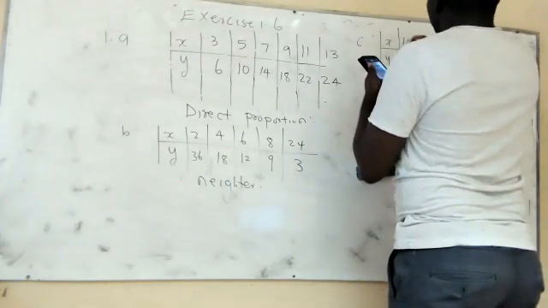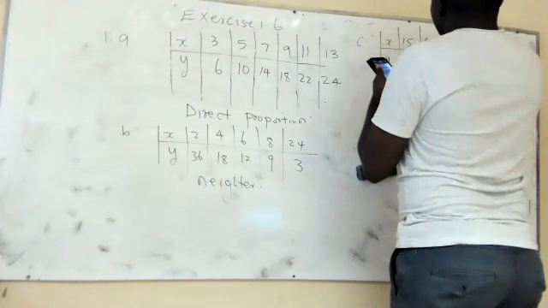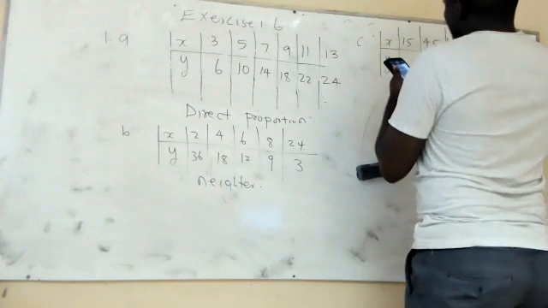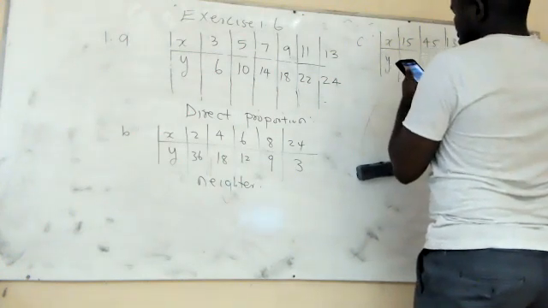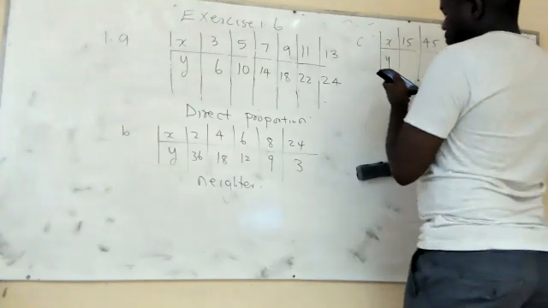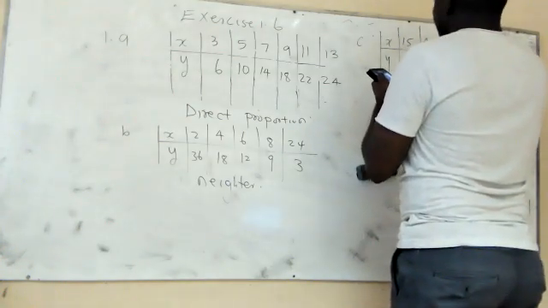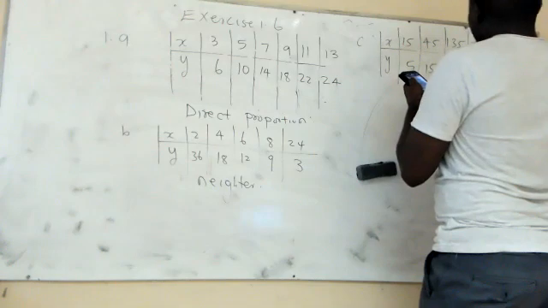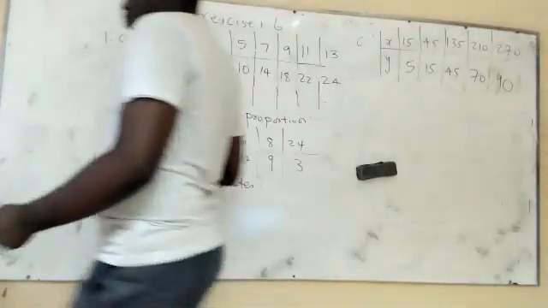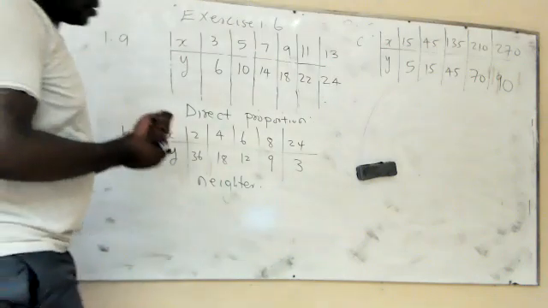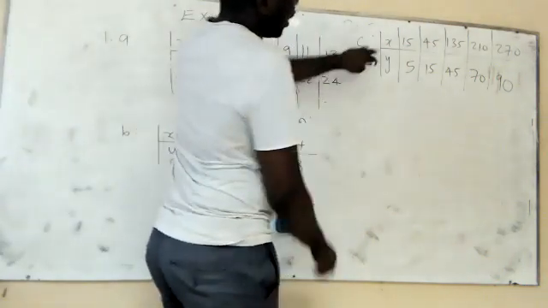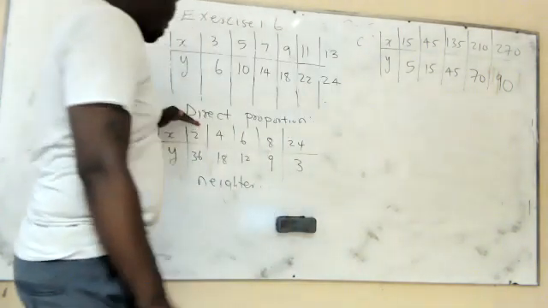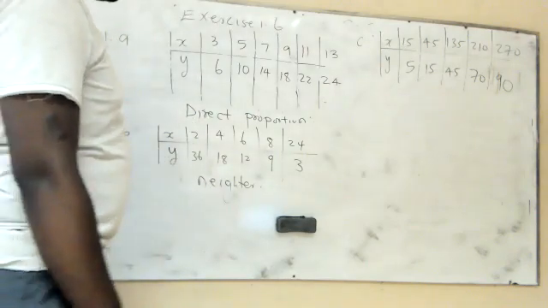So under X, we have 15, 45, 135, 210, and 270. And then for Y, we have 5, 15, 45, 70, and 90. Do you all see the table I wrote just now? Yes. Okay, so now let's test the conditions for the direct, inverse, and then neither proportion.